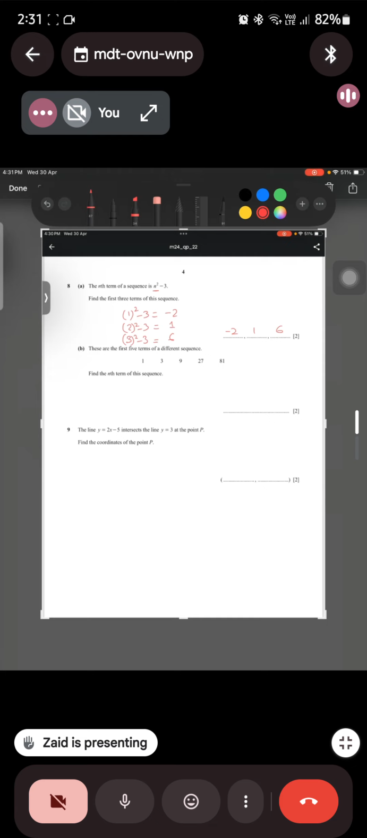1, 3 times 3 is 9, 3 times 9 is 27, 3 times 27 is 81. Yeah, that makes sense. It's a geometric sequence. So the first term is 1, and the common ratio is 3 divided by 1, so it's 3. Okay. So a r to the power n minus 1 is the formula. a is 1, common ratio is 3, so 3 to the power n minus 1, and that's it.